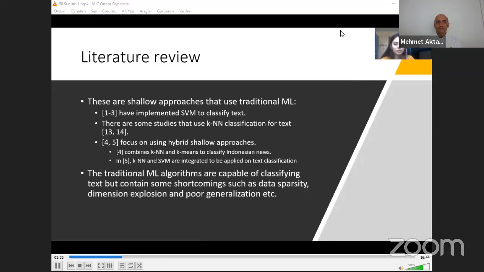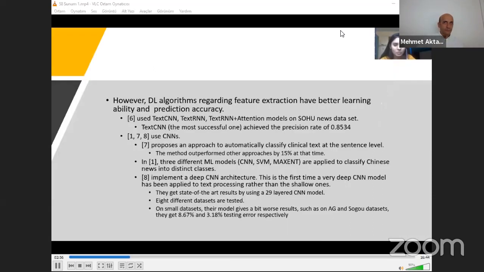What we observed from the literature is that traditional machine learning algorithms are capable of classifying text, but contain some shortcomings such as data sparsity, dimension explosion, and poor generalization. Mostly because the data is sometimes complex, or the data has missing values, or the data is too large to handle. With further studies, we observed that deep learning algorithms, when it comes to feature extraction, have better learning ability and are more autonomous, and they have better prediction accuracy. Deep learning algorithms are sophisticated when it comes to dealing with large or complex data.